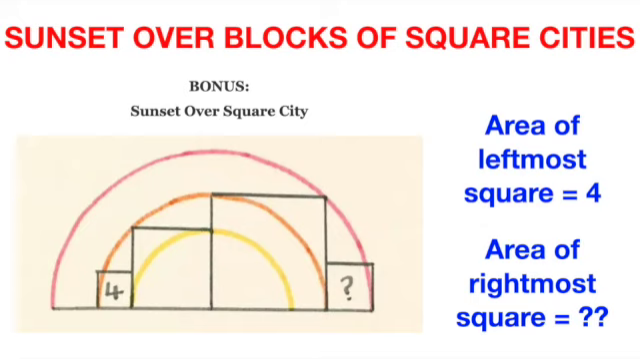I think today's question is quite pretty. We are given a diagram with concentric semicircles and a few squares side by side. With the choice of color palette for the semicircles, it seems as if sunset is descending over blocks of squares of cities. We are told that the area of the leftmost square is 4 and are required to figure out the area of the rightmost square.